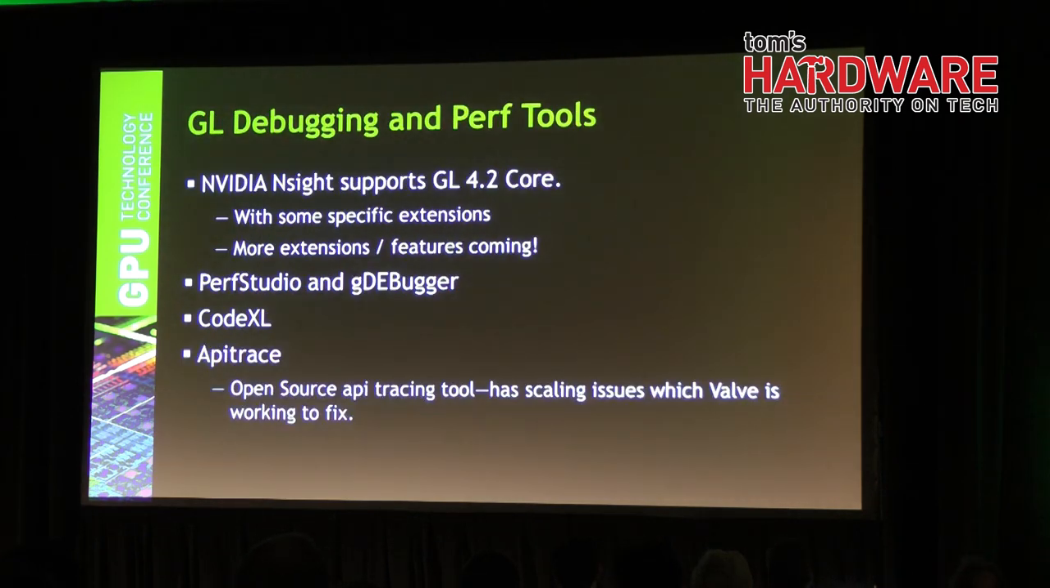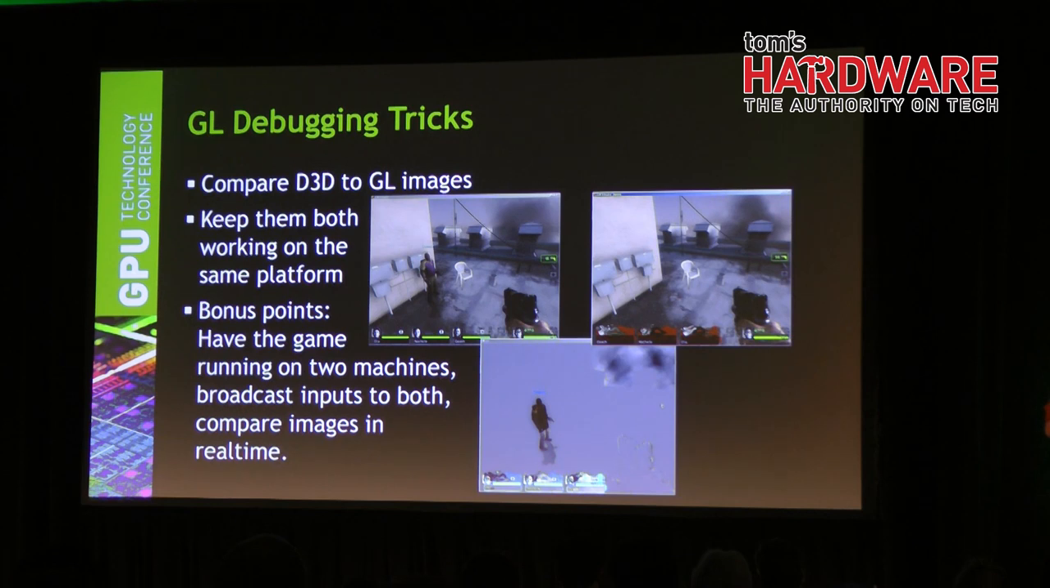Finally, we have debugging and perf tools. NVIDIA Insight supports GL 4.2 core and has some specific extension support already, and there are more extensions and features coming. Perf Studio and GDebugger are available from AMD, and they work really well. We've used both of these. There's also CodeXL and API Trace, which is an open source API tracing tool. It has some scaling issues, but Val is actually working on fixing those.